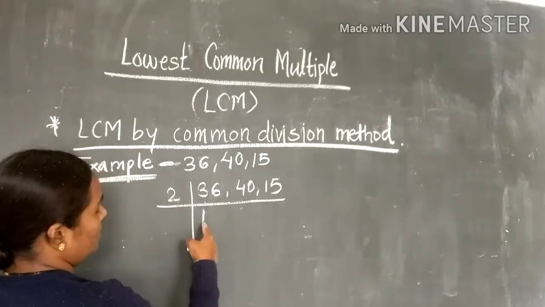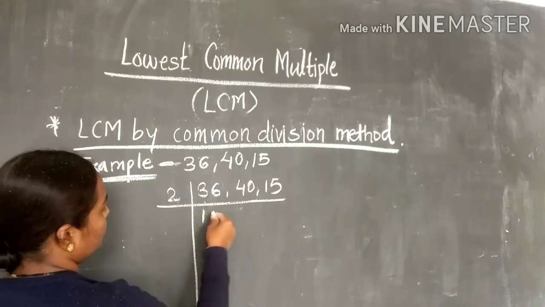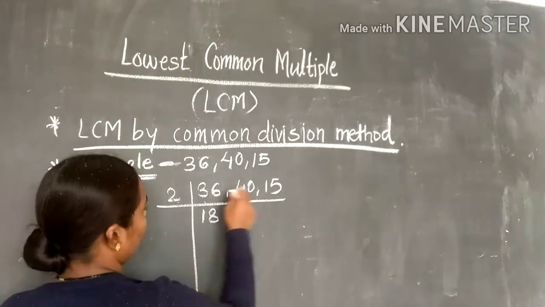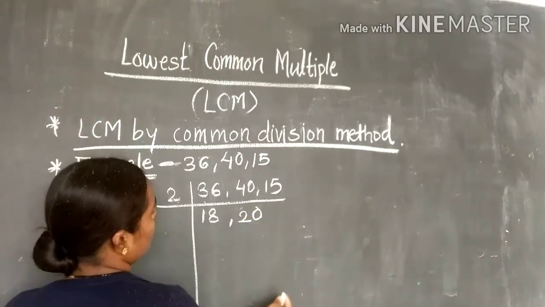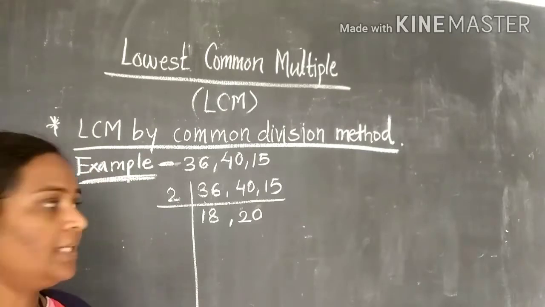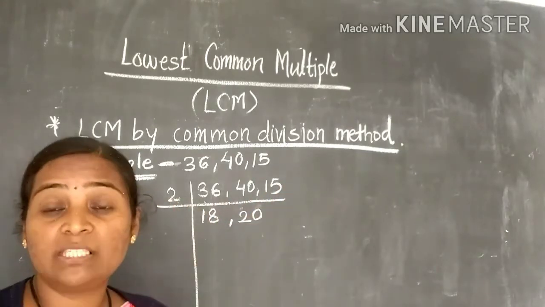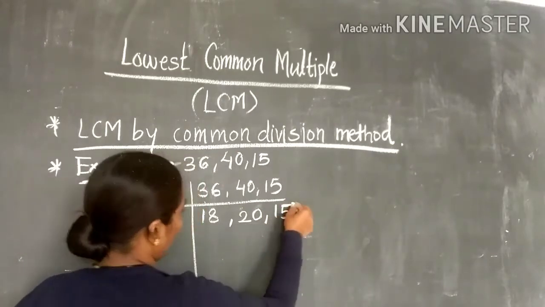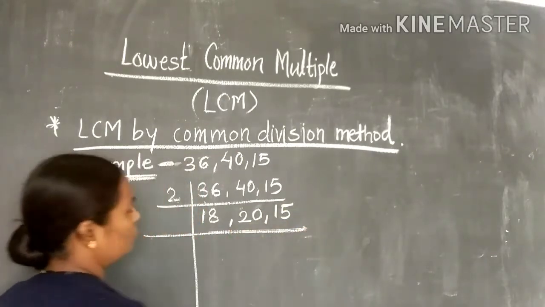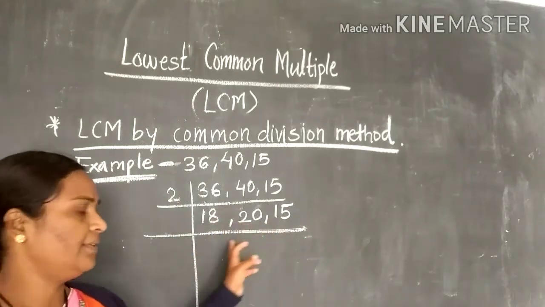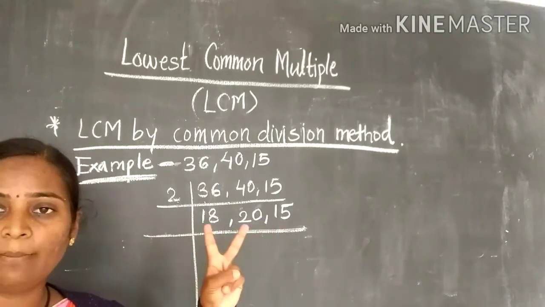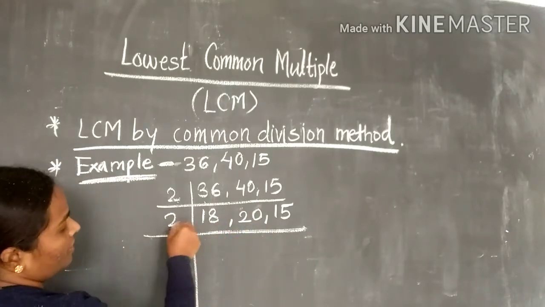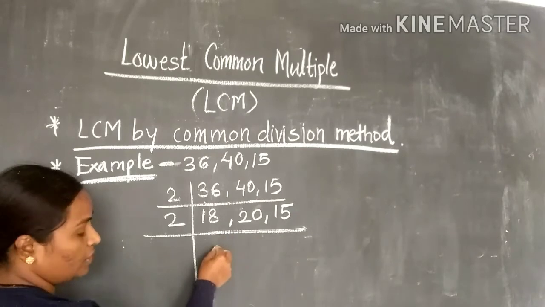2 ones are 2, then 2 eights are 16. Okay, then put the comma. After that 2 2s are 4, 2 0s are 0. We have got here 20. And 15 is not divisible by 2, so put that 15 as it is below. Now you have to check these numbers. Is it divisible by 2? Yes, two numbers can be divisible by 2. So take the 2 again. Write the quotient below this number.